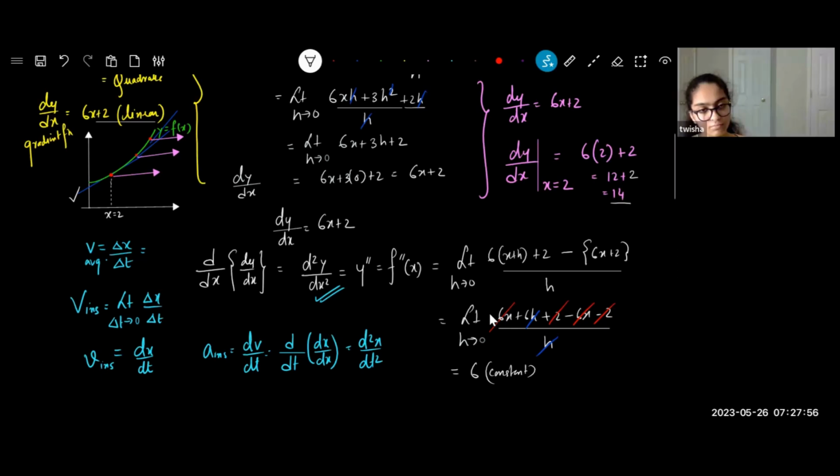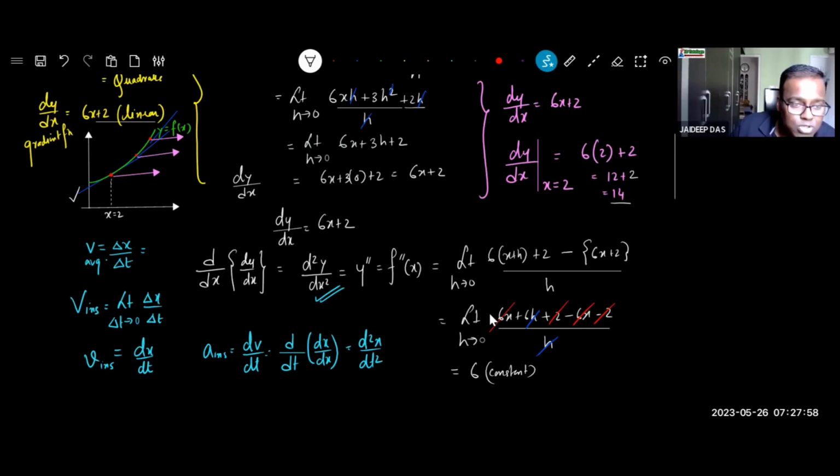So that gives you clarity. 6x plus 2 is my gradient function, not those tangents. It is the gradient function of that particular curve, and that gradient function changes its orientation every time depending on where you want to find the slope. But if I take a line which is 6x plus 2, then its slope is constant, it's 6. No doubt about it.